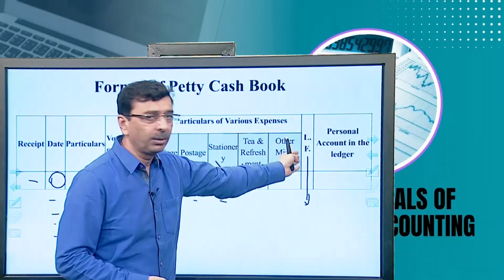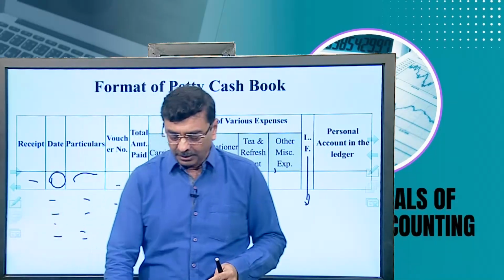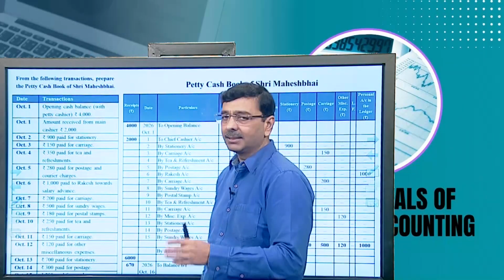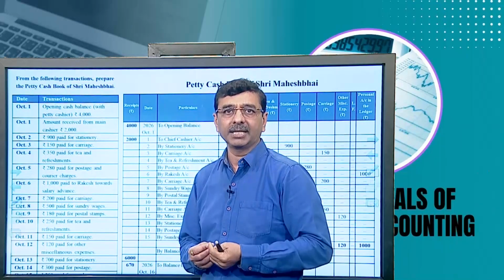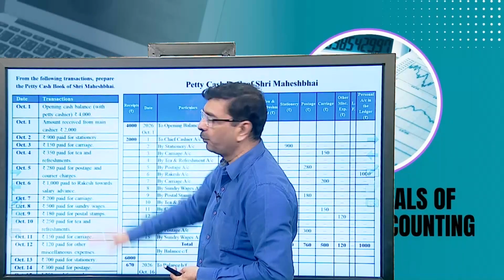So that column you can prepare here, and then you can make a total amount column also there. Now let's see the example. There are so many examples. I'll just explain a few examples here, then you can understand how the petty cash book can be prepared. The first is opening cash balance with the petty cashier, 4,000 rupees.